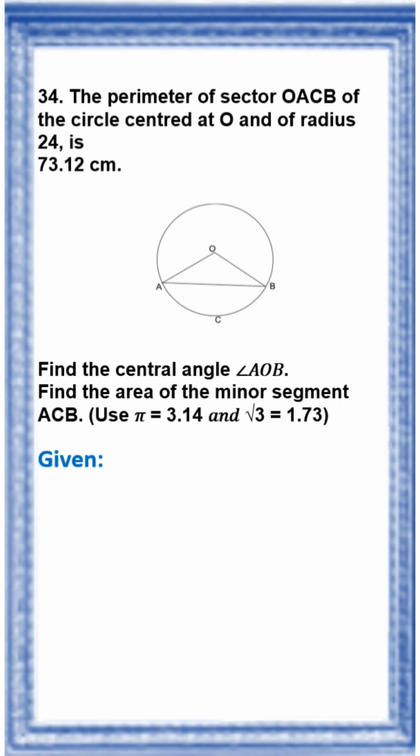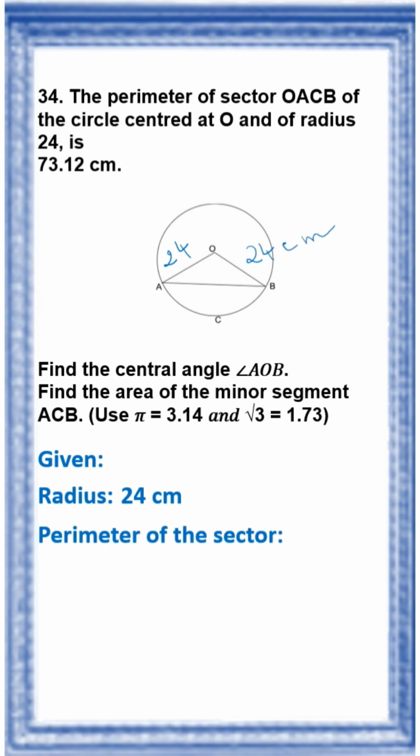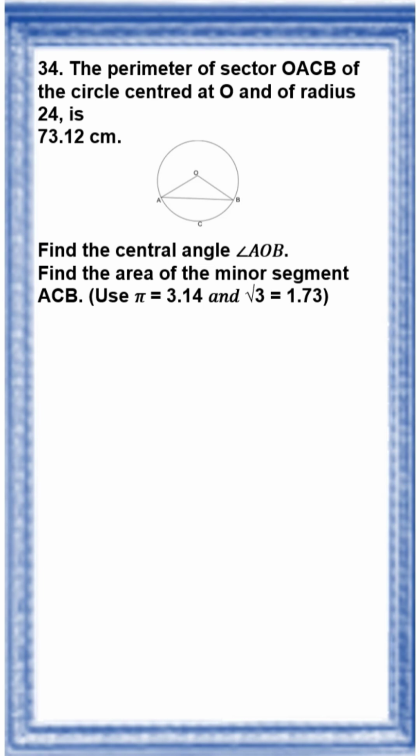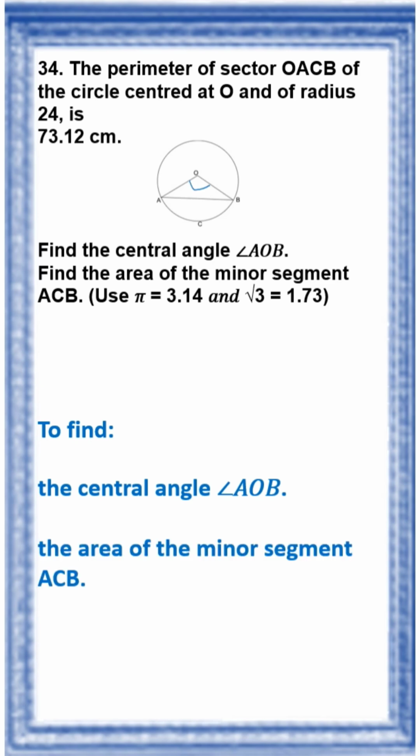Now what has been given here? Radius of the sector is 24 centimeter. This is also 24, this is also 24 centimeter. And perimeter of the sector, this plus this plus this, is equal to 73.12 centimeter. Now it implies that radius plus radius, 2r, plus length of the arc, theta by 360 into 2 pi r, is equal to 73.12 centimeter. Now to find out the central angle AOB and the area of the minor segment, area of this part.